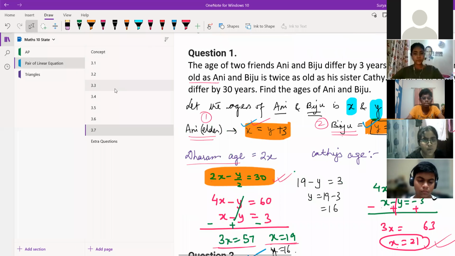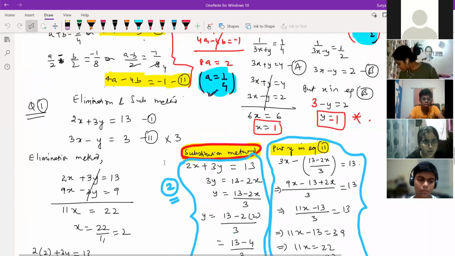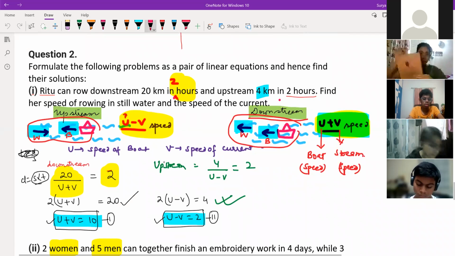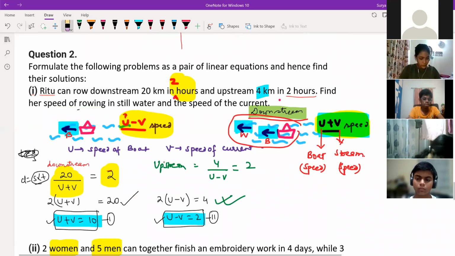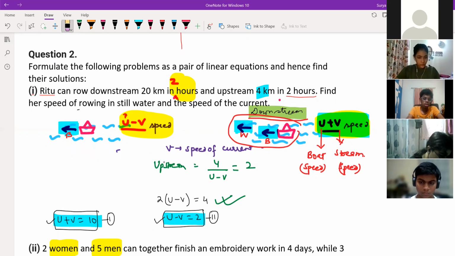Actually, we should do this one first, the 3.6 part. First we should do these questions. From here, we should do this. These are a bit easier questions. Those optional questions actually will not come in exams. Those are optional questions for NCERT. That's why we're feeling it is hard, and we started with that only.